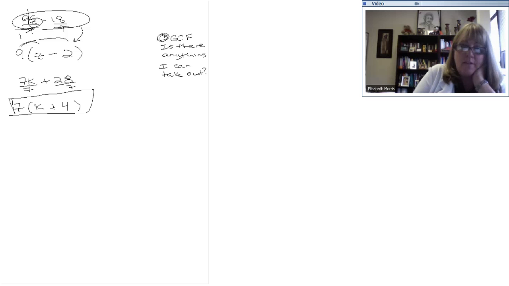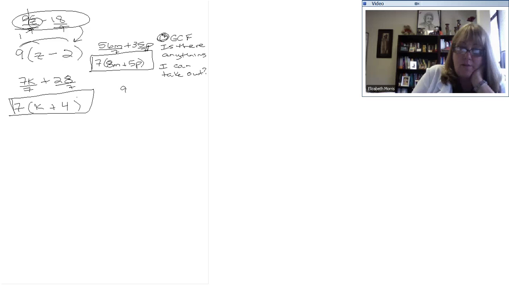What if I had 56m plus 35p? What could I take out? Well, they both have a 7 in common. I could actually divide out a 7. When I divide 56m by 7, I get 8m. When I divide 35p by 7, I get 5p. And that's my answer.